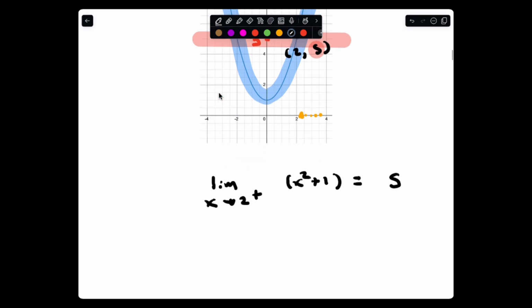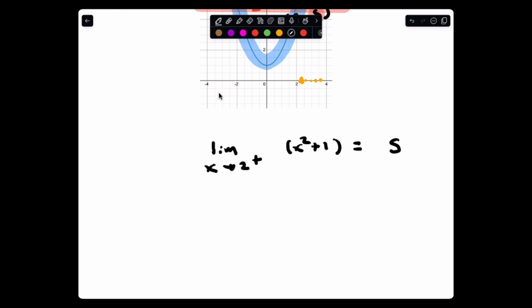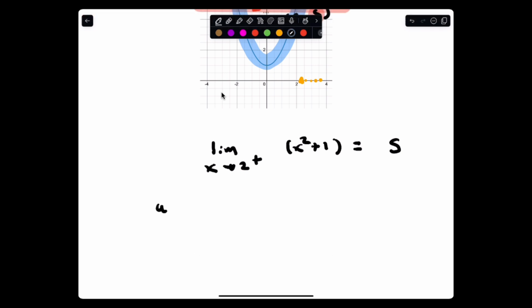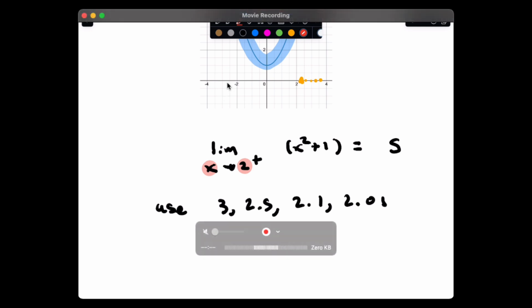Now, you say, but I like numerical. Okay, if you like numerical, and your book might do this. This is the book. The book's going to say it's going to be a right-handed limit. So you might start with 3, 2.5, 2.1, 2.01. You guys know what I'm saying? You're getting close to 2 because this is the limit as x goes to 2. So your book is going to use this numerically.